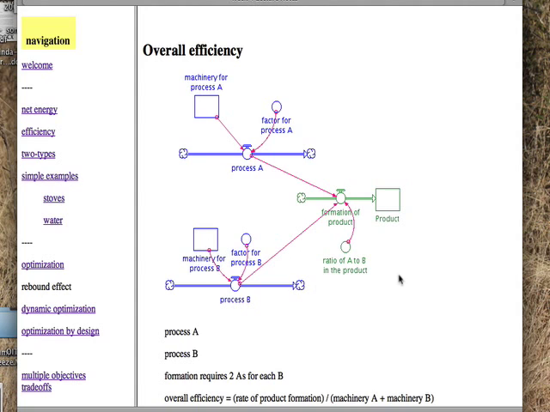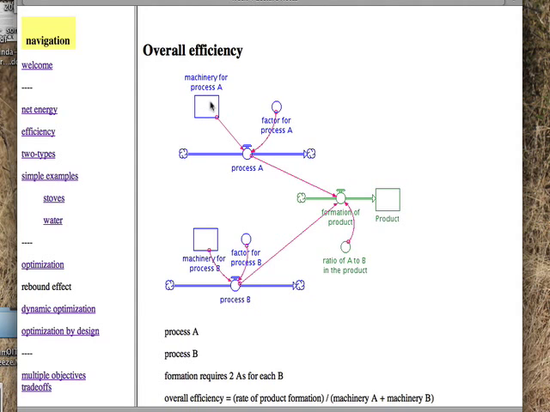And we can correct that in 2 ways. We can increase the amount of machinery for process A. If we do that, we'd have 20 of this making 10 units of A per time, and we'd have 10 of this making 5 units of B per time, and when we come out here we'd be able to make 5 units of product per time. So that's one way to solve this efficiency, by increasing the amount of process A.